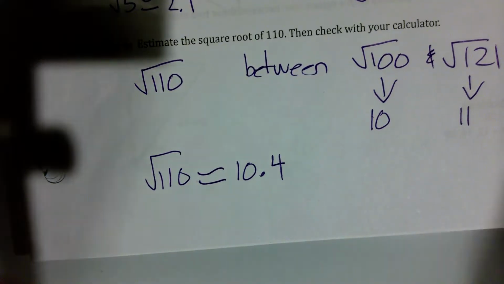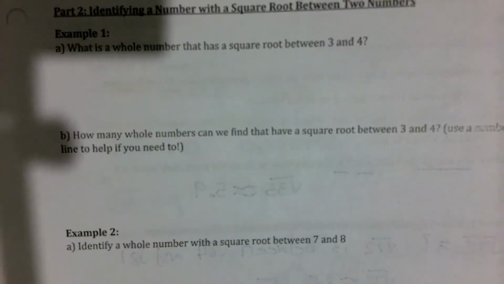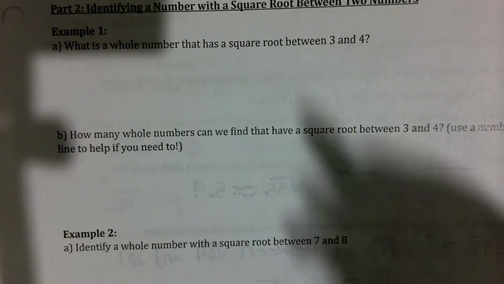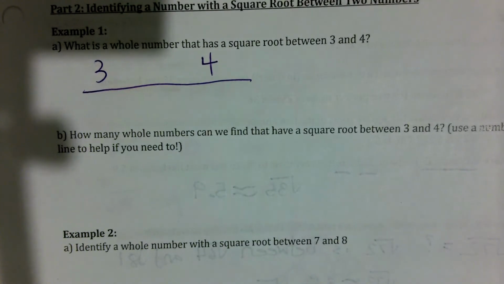Moving on to new material, page 10. What is a whole number that has a square root between 3 and 4? So this time I've given my square roots already. A square root between 3 and 4. What perfect squares have the square roots of 3 and 4?